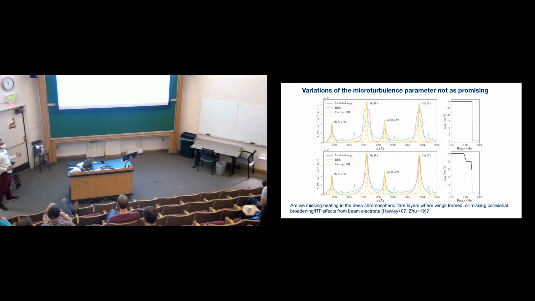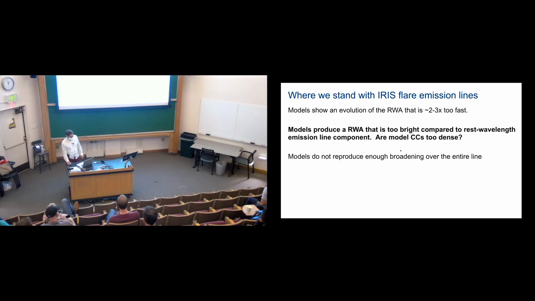The collisional broadening I'm talking about so far is with the ambient plasma. What about collisions with the beam itself? This is a very, very hard problem and has not been solved. Okay, so this is unresolved. Let's go back to here. The red-wing asymmetry, it's too bright. Are our model chromospheric condensations too dense?